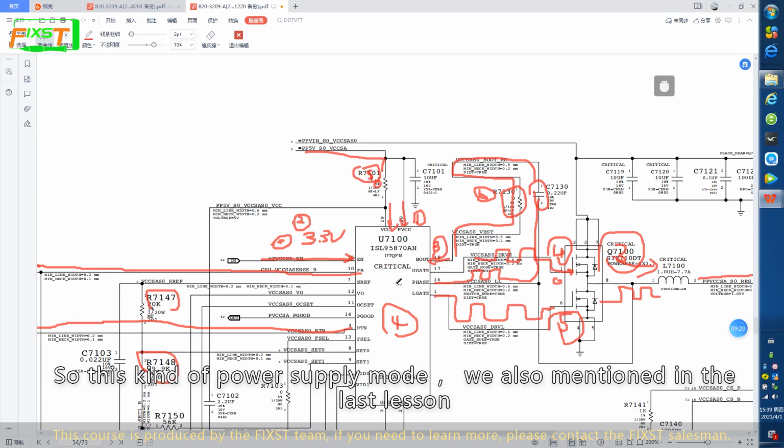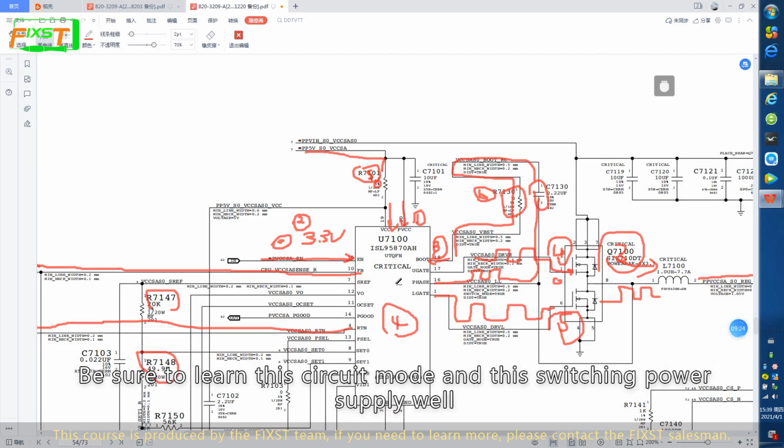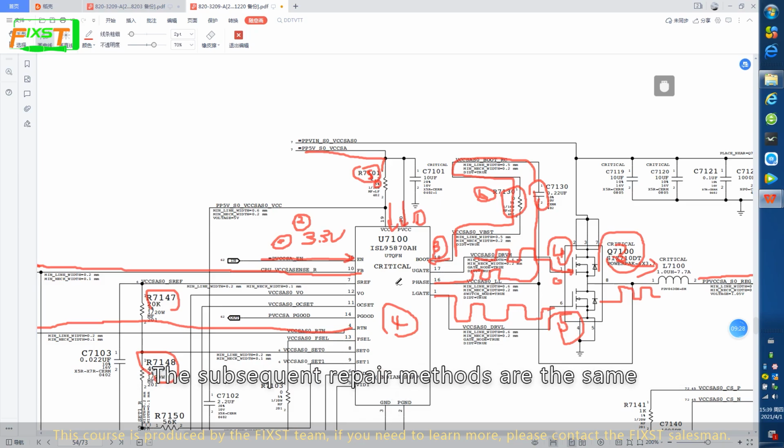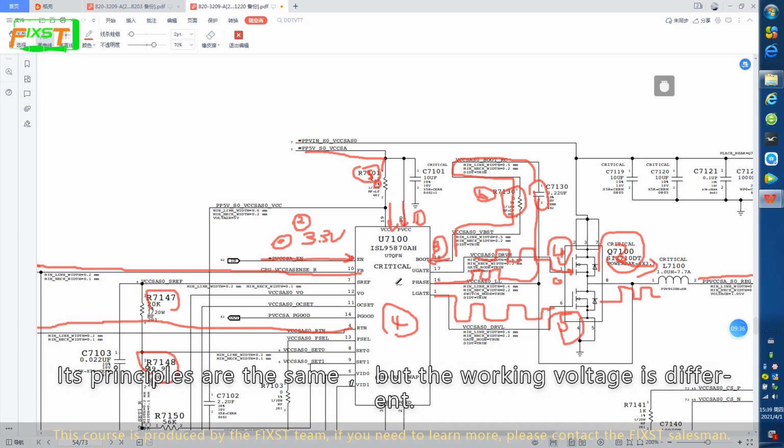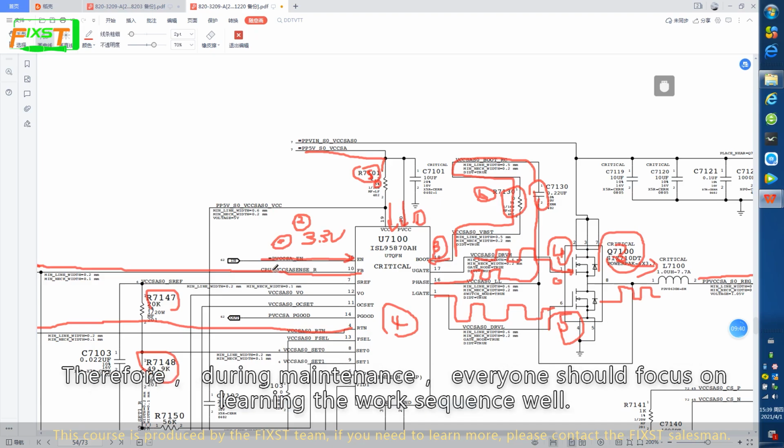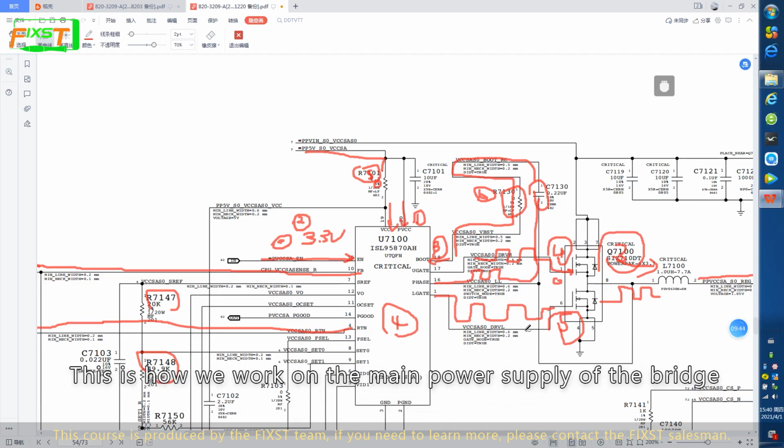This kind of power supply mode we also mentioned in the last lesson. Be sure to learn this circuit mode and this switching power supply well. The subsequent repair methods are the same, including memory power supply, bridge power supply, and CPU power supply. The principles are the same, but the working voltage is different. Therefore, during maintenance, everyone should focus on learning the work sequence well. This is how we work on the main power supply of the bridge.